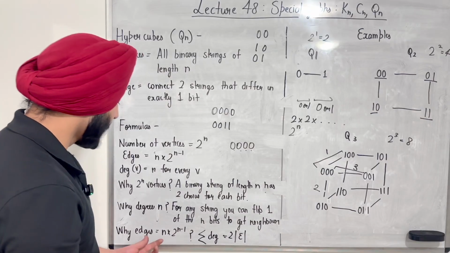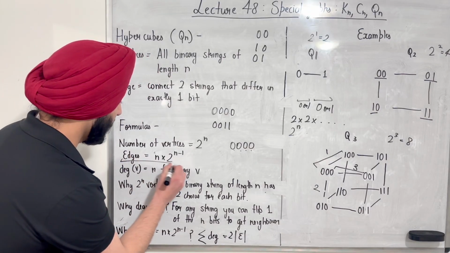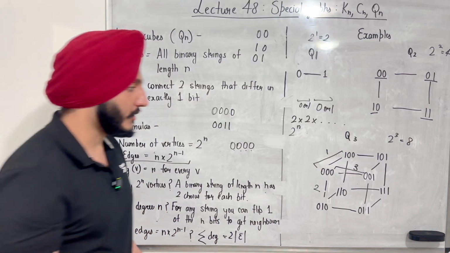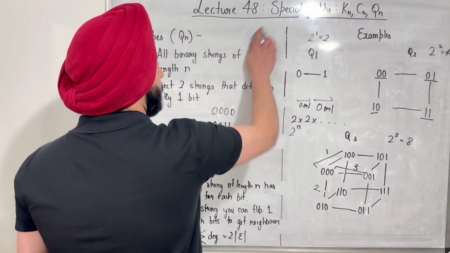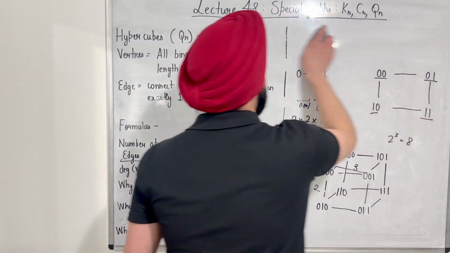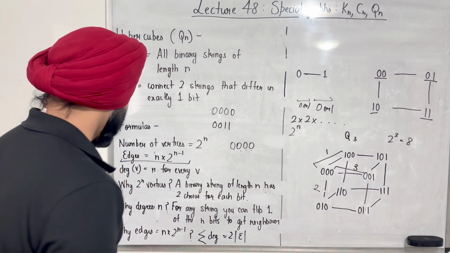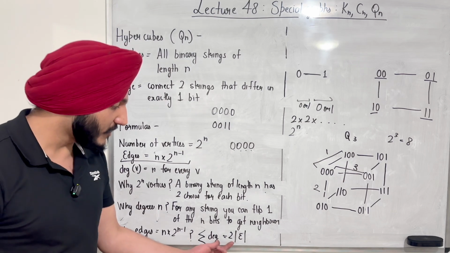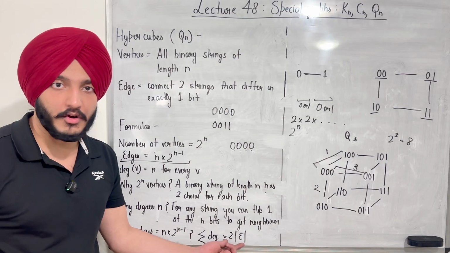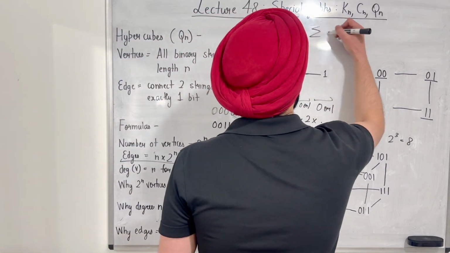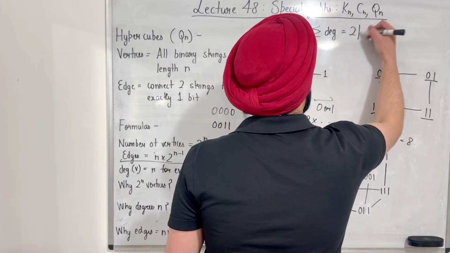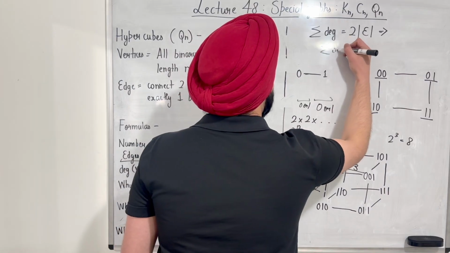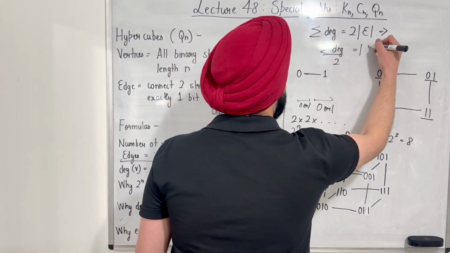Okay. Final one. Now the edges are basically equal to n multiplied by 2 to the power of n minus 1. Okay, let's just quickly try to understand this one, right? Okay, I'm going to erase this point, so just to explain it. Okay, so we are saying why are edges equal to n multiplied by 2 to the power of n minus 1? Because the sum of the degrees is equal to 2 multiplied by the number of edges. Okay, let's take a look at this formula, right? We're saying the sum of degrees is equal to 2 multiplied by the number of edges. Okay, so this means that the sum of degrees divided by 2 is equal to the number of edges.